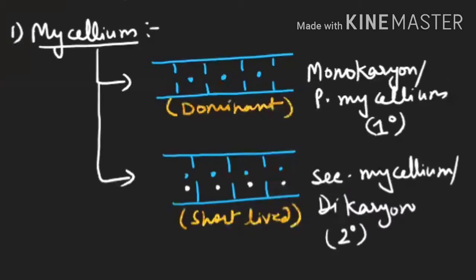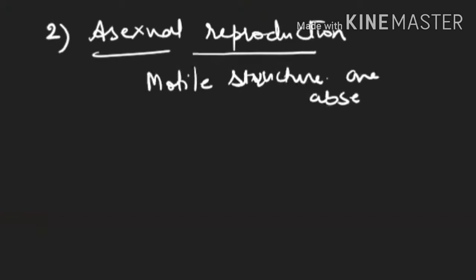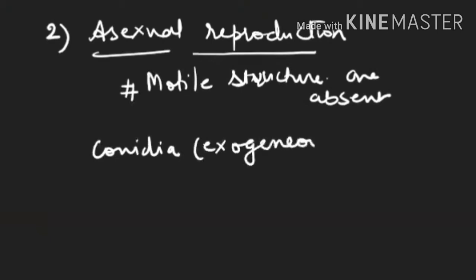Now see asexual reproduction. In the case of Ascomycetes, motile structures will be absent. Motile structures are not present, so it means they will not make zoospore. They will make non-motile structures. Now the non-motile spores which they produce are conidia, and conidia are exogenous spores. They are not born in any sac-like structure.